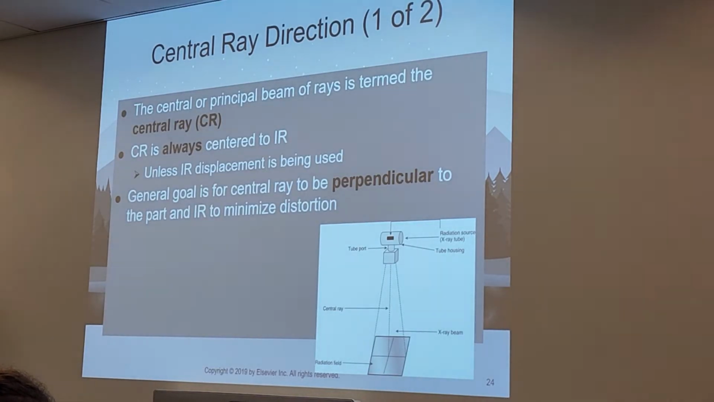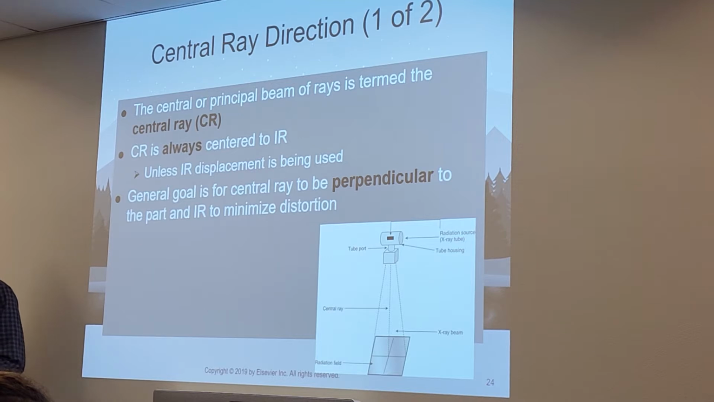Okay, central ray direction. So remember the central ray, right, that crosshair coming out of the tube. This is always centered to your IR, unless you're purposefully using only part of the IR, which really does not happen anymore nowadays. So your central ray should always be centered to your IR.